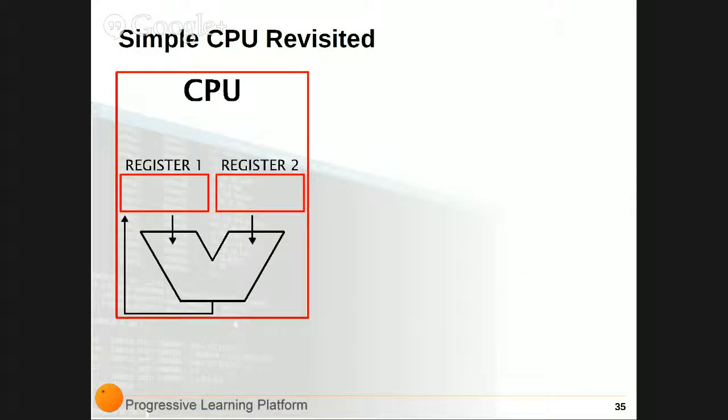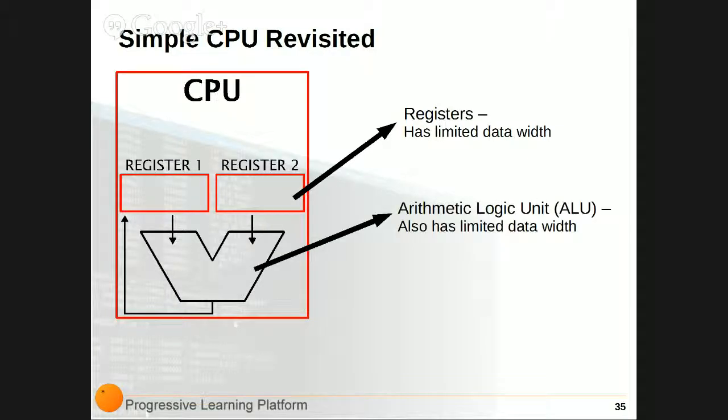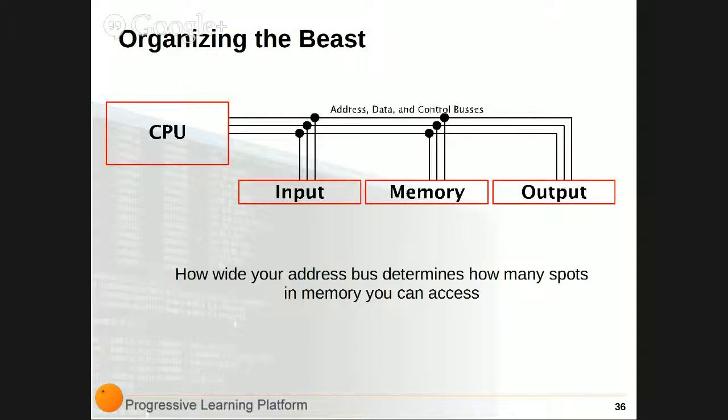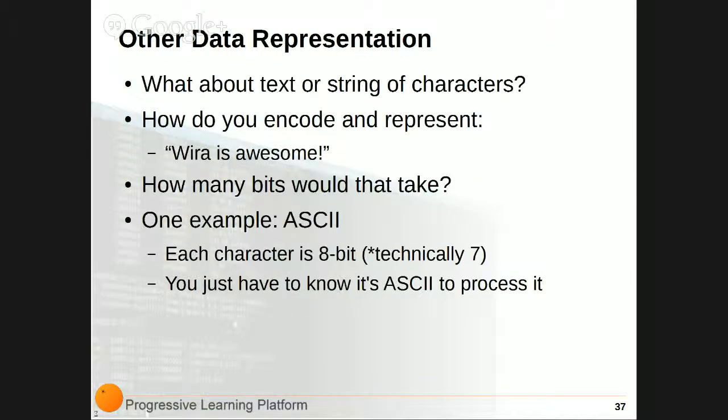XOR. So with a simple CPU, now we learn that the registers can have limited bit length. So depending on the CPU design, also the ALU, how wide the CPU data path is will affect how you program the CPU. And how wide your address bus is determines how many spots in memory you can access, which we'll see later.